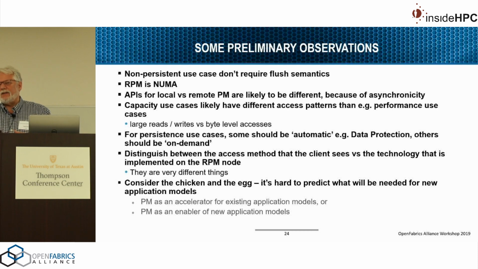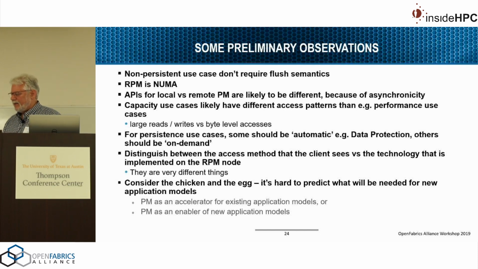Remote persistent memory, by definition, is NUMA. That's just a warning. Just think about it that way. The remote data is obviously going to be slower access than the local data, even if not by much. In the greater scheme of things, it may not be an issue, but I just want to put it out there as something to think about. APIs for local versus remote are likely to be different because of asynchronicity. Again, because there's wire delays built in and round trips, almost certainly accesses to remote persistent memory, and people are free to argue with me, are likely to be asynchronous, where accesses to local memory are almost always synchronous.